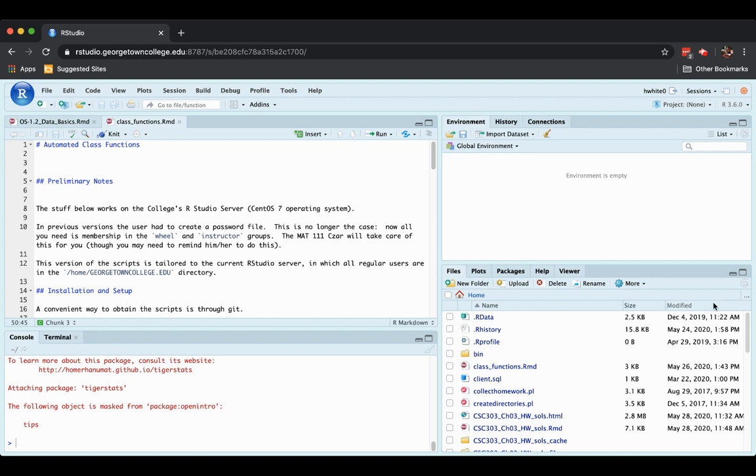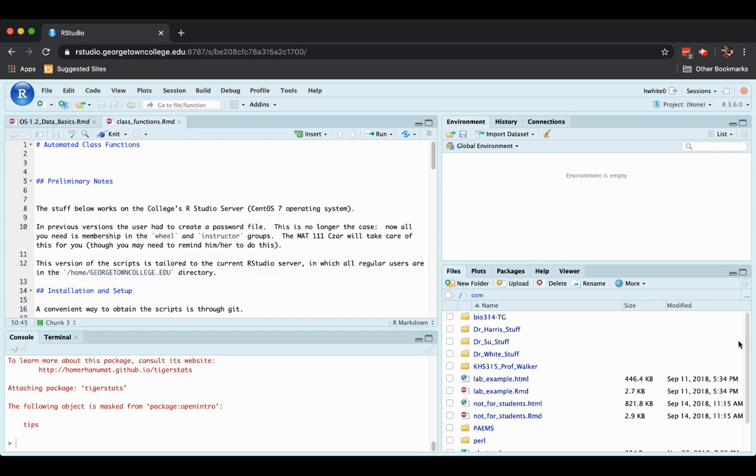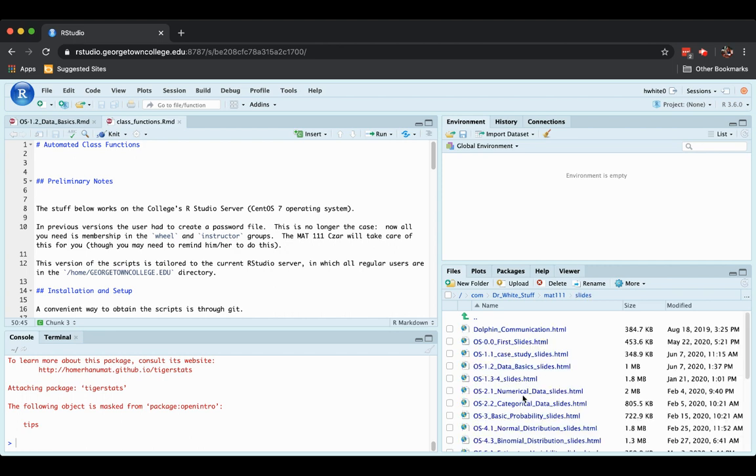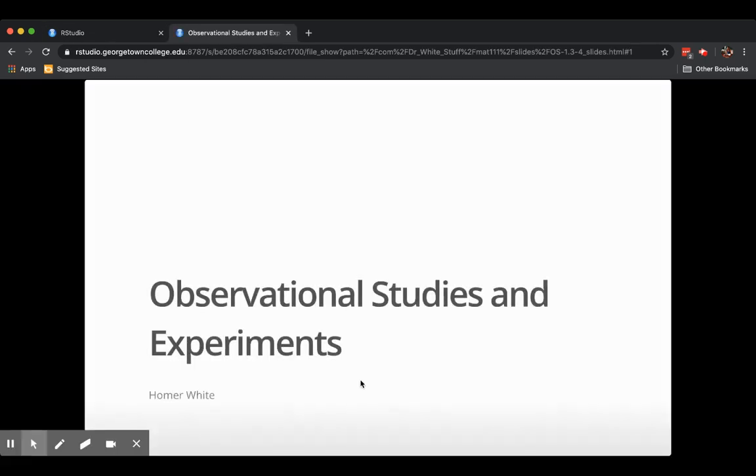So here you are in RStudio. You'll go to the Dr. White stuff, Mat 111, slides, OS 1.3 and 1.4 slides.html, view in web browser. And there they are.